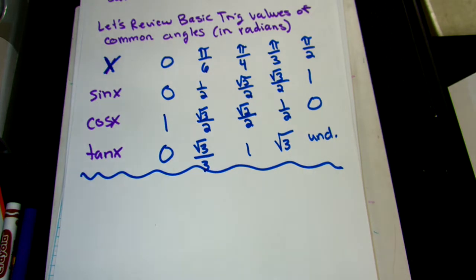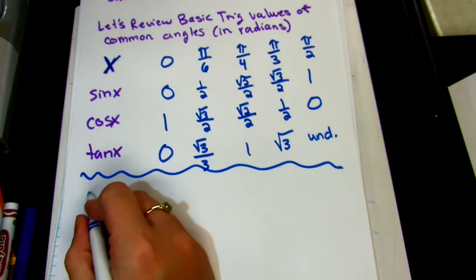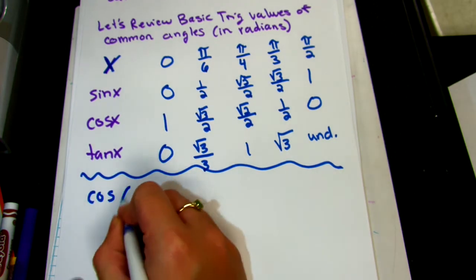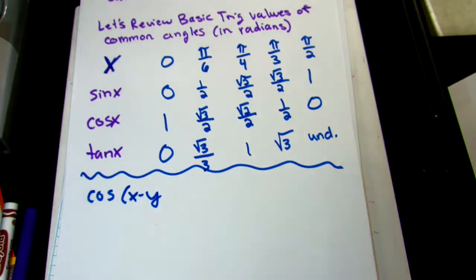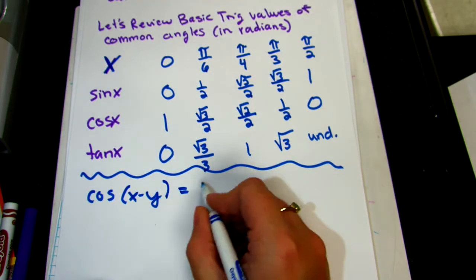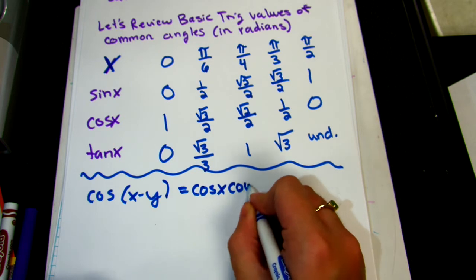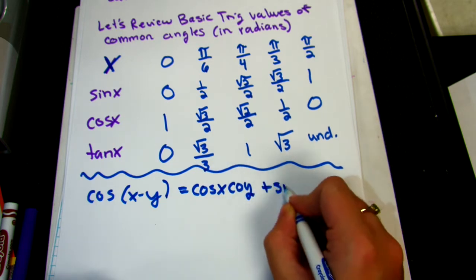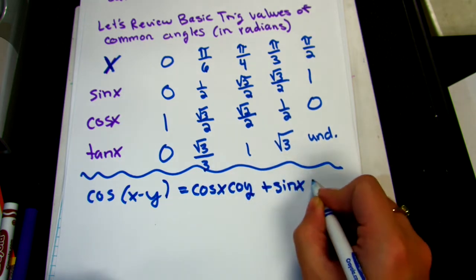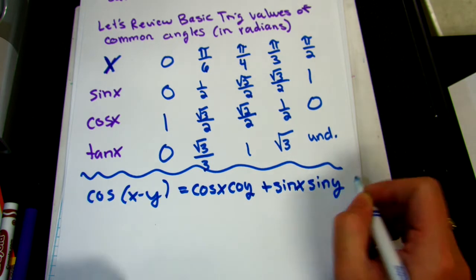Now what I want to talk to you about is the sum and difference identities, and this is what they say. They say cosine of x minus y is going to be equal to cosine x times cosine y plus sine x times sine y.